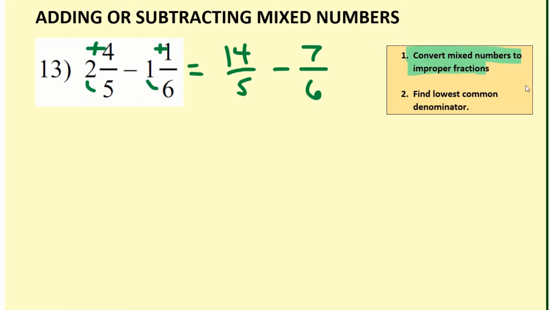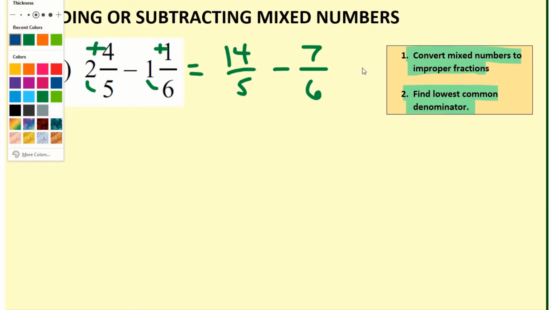The second thing in our list of hints over here is to find the lowest common denominator. And like I said, we could do 5 times 6. That may be the lowest common denominator. But just to be on the safe side, because we always want to go with the smallest one to make less work for ourselves later, we're going to double check and make sure that 5 times 6, which is 30, is indeed the lowest common denominator.